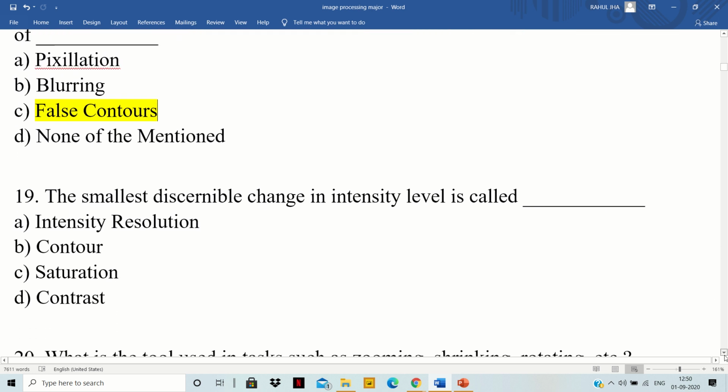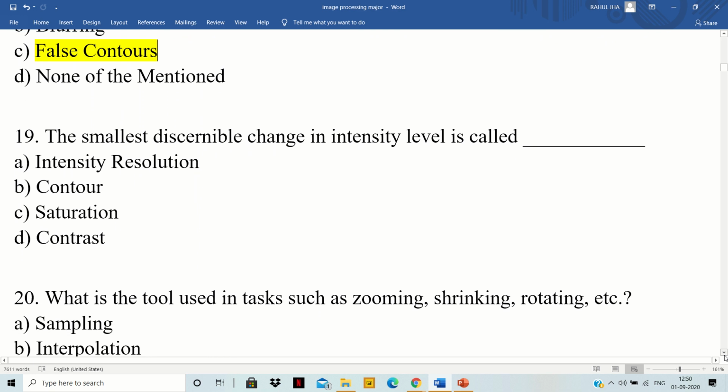Nineteenth question. The smallest discernible change in intensity level is called? Intensity resolution, B. Contour, C. Saturation, D. Contrast. So of course there is the smallest discernible change. So the right answer will be intensity resolution.